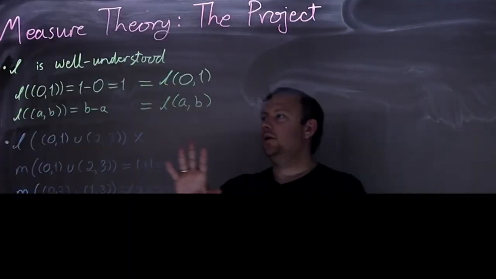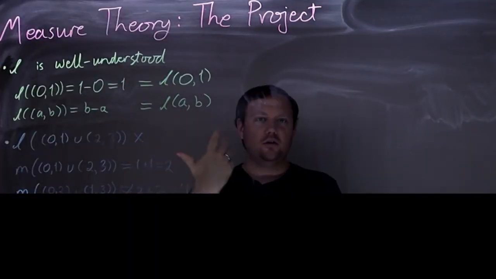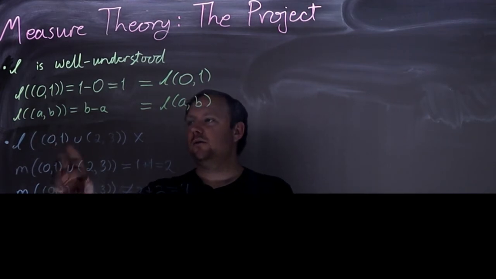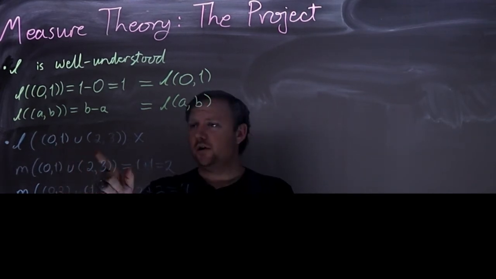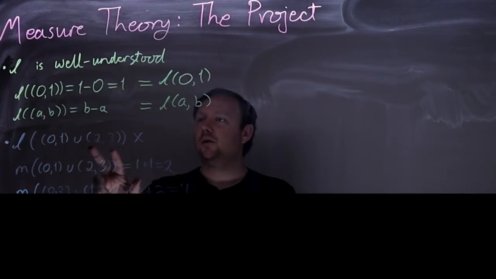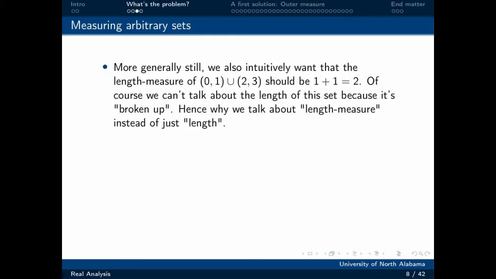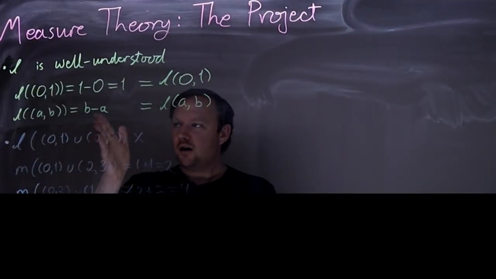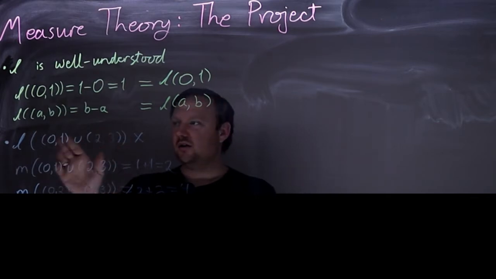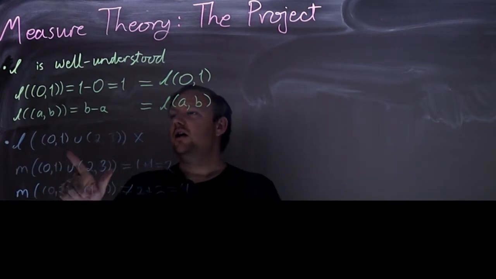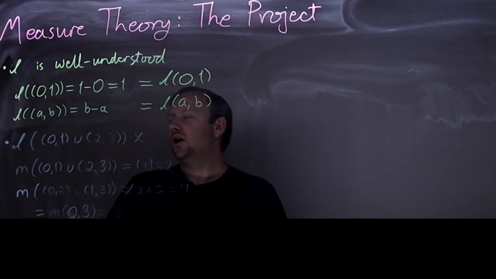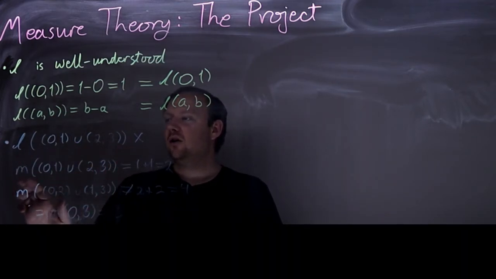Now, let's think about other sets that are not intervals, like, for instance, the union of the interval from 0 to 1, together with the interval from 2 to 3. Now, we wouldn't want to talk about the length of that because length just feels like the wrong word. It's this broken up object, so you wouldn't really want to call that the length. So we don't really define length for things that aren't intervals. Rather, we would instead call it the measure.